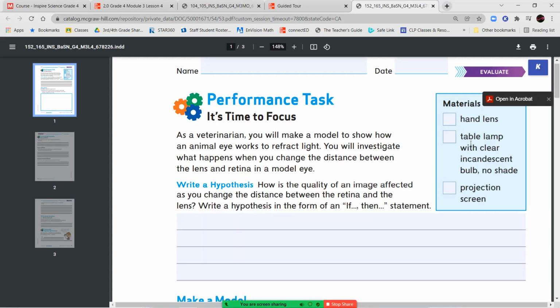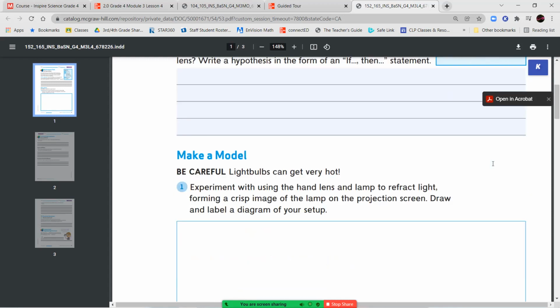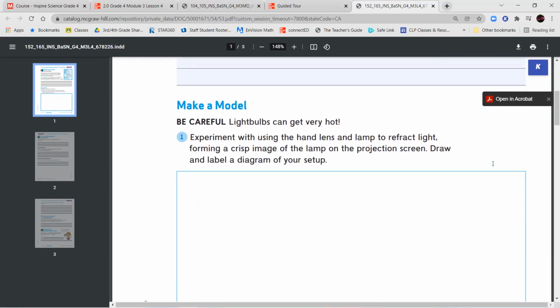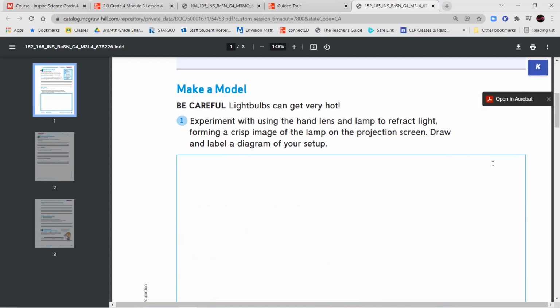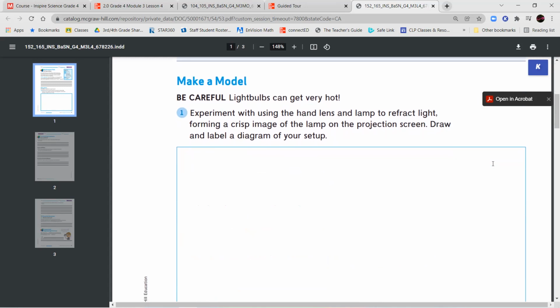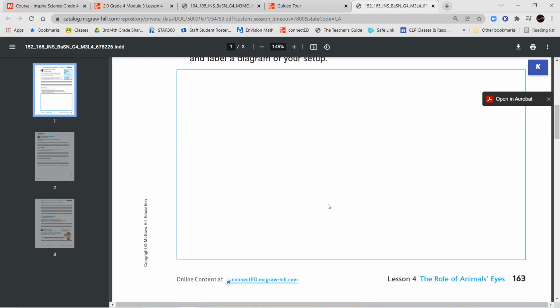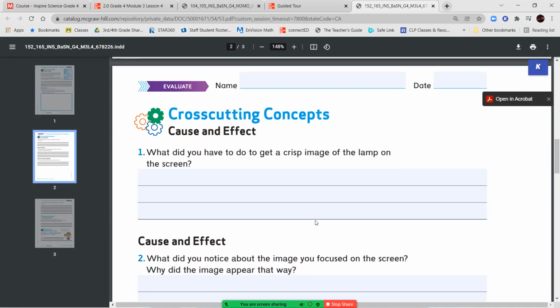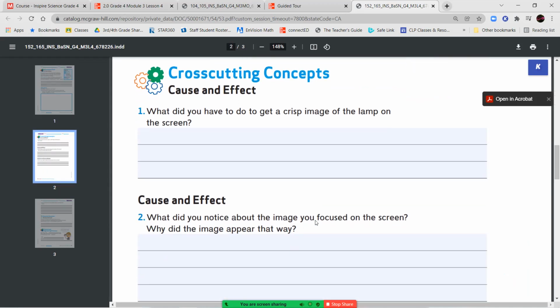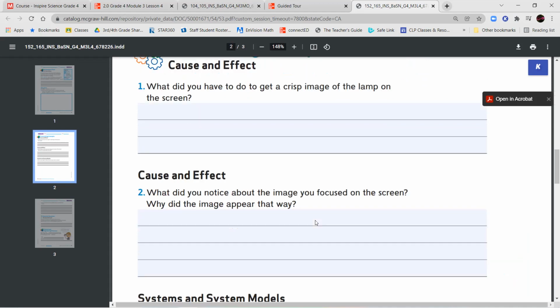You're going to need a magnifying glass, a table lamp, so any kind of light source that doesn't have a shade, and some kind of screen or just a blank wall to project on. Experiment using the hand lens and the lamp to refract light, forming a crisp image of the lamp on the projection screen. Draw and label the diagram of your setup. So you're going to draw how you're setting this experiment up. Then you're going to start answering your questions. What did you have to do to get a crisp image of the lamp on the screen? So when they say crisp image, they mean a really clear image, one that's not fuzzy.